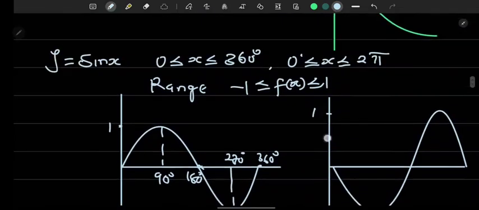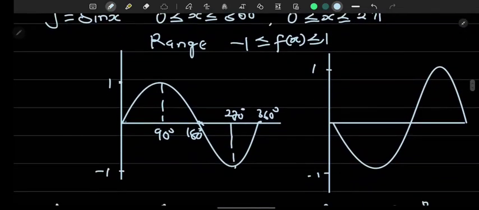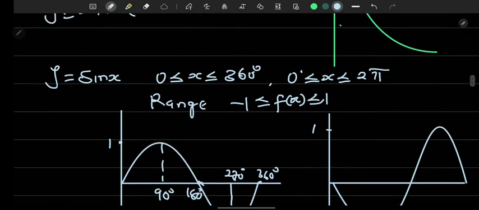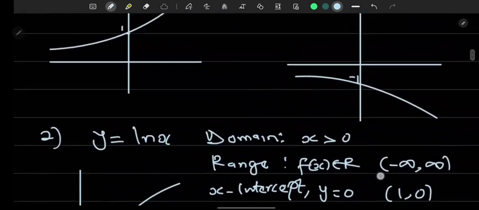Then let's move to sin x. Okay, here when x is 0, sin 0 is also 0. So when x is 90 degrees, sin 90 degrees is 1. When x is 180, sin 180 is 0. When x is 270, sin 270 is -1. So the process continues like that.